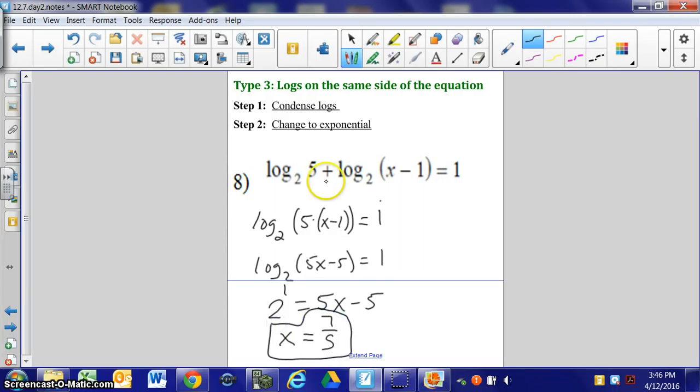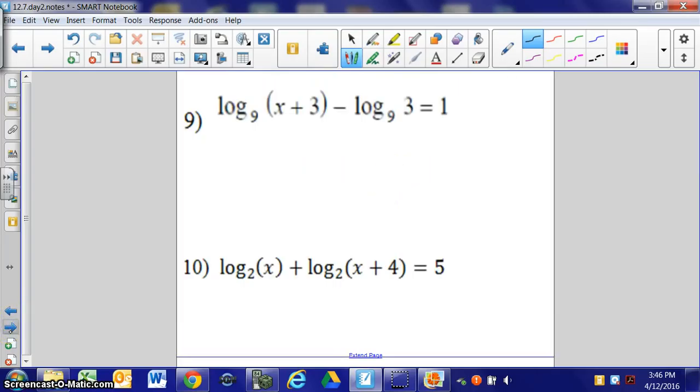So we used properties of logarithms to change it from the sum of two logarithms to the product of a single logarithm, and then I converted into exponential form, and then I solved for x, took my answer, plugged it back in to make sure I wasn't violating any domain restrictions. Not too bad. See if you can work on number 9, changing the subtraction into division, and then go from there. Try it on your own.